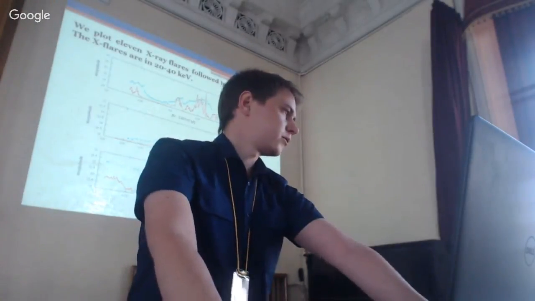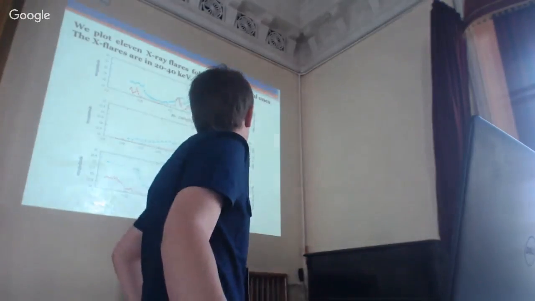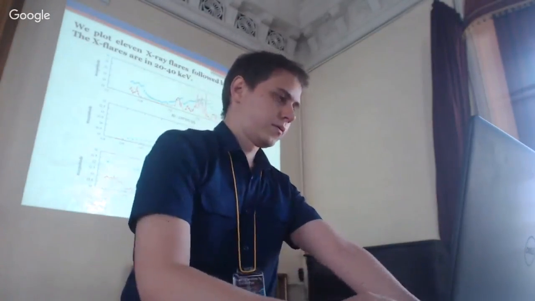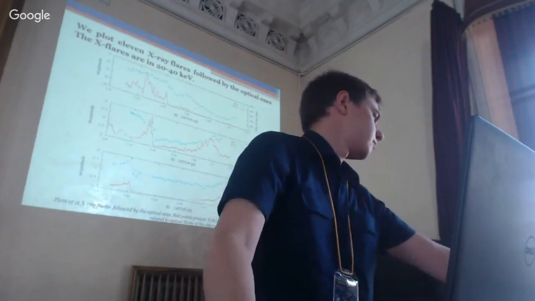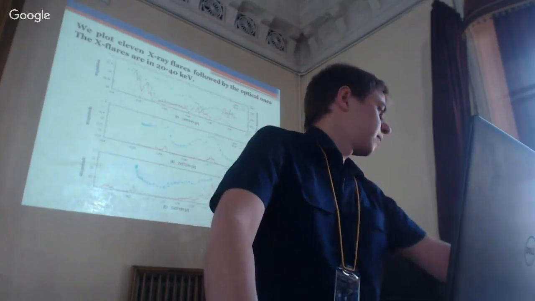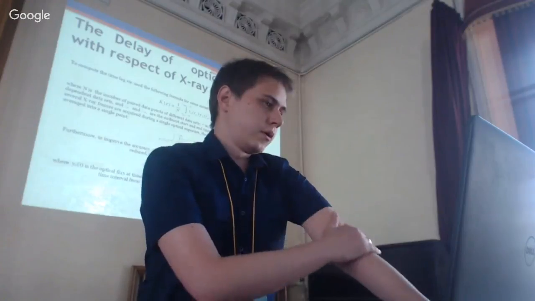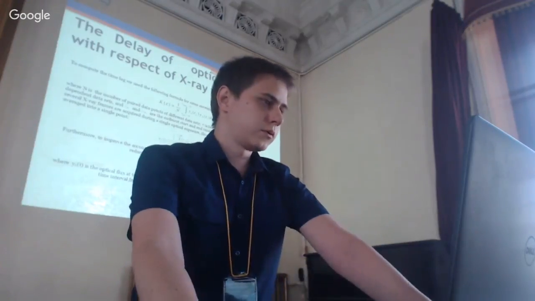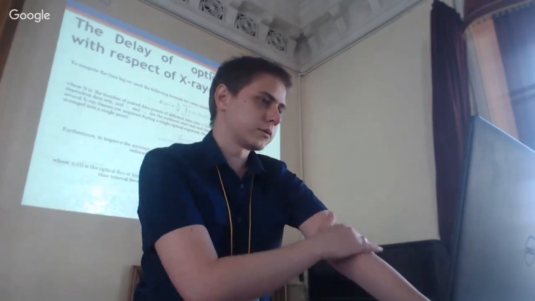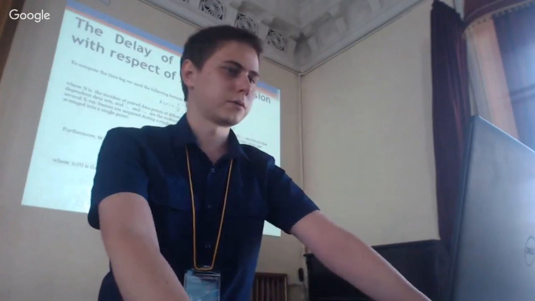We plot every X-ray flare followed by the optical ones, and X-ray flares from the INTEGRAL observatory. Blue is optical, red is X-ray. As you can see in the photometric section in central epochs, there is a delay between the optical and X-ray light curves. The variable optical flux follows clearly behind the X-ray flux variation.